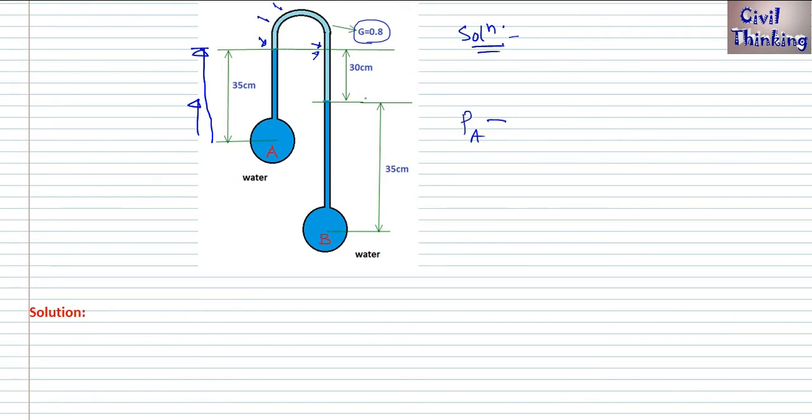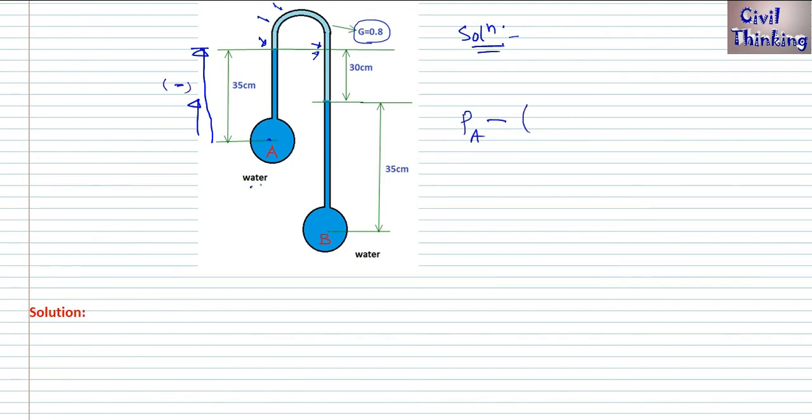Then we'll move downwards until we reach B, right? Because we had to find PA minus PB. PA we get from the beginning, and we had to move like this, then like this, then downwards until we reach B. Okay, so let's begin. Now PA. Here we are moving upwards up to 35 centimeters, right? So we are moving upwards, which means negative, right?